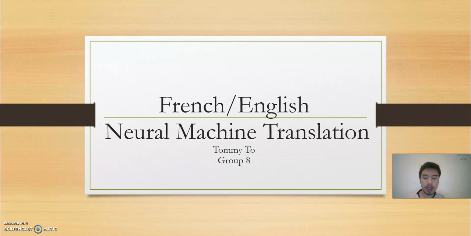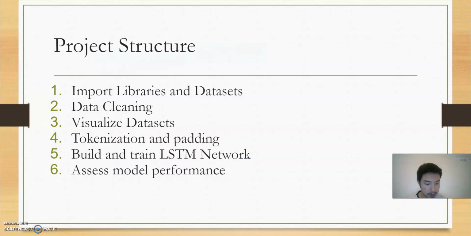Hello, my name is Tommy and I'm presenting my project about French-English neural machine translation. The goal of my project is to create a machine to translate French into English. As you may know, neural machine translation has been used by Google, and Google Translate has been used by more than 1 billion users. So let's take a look at the structure of the project.